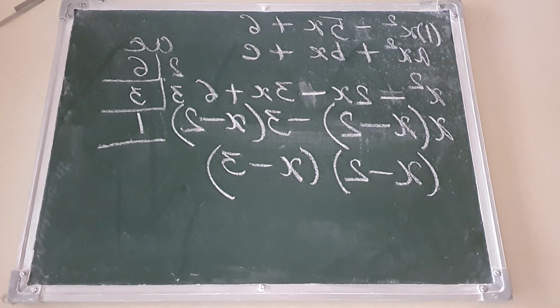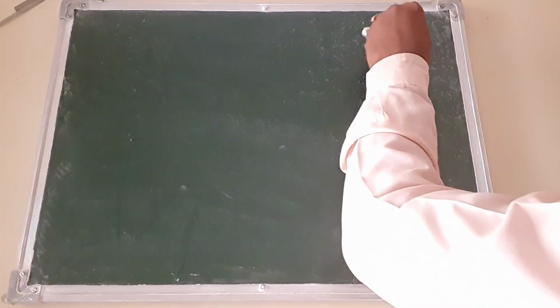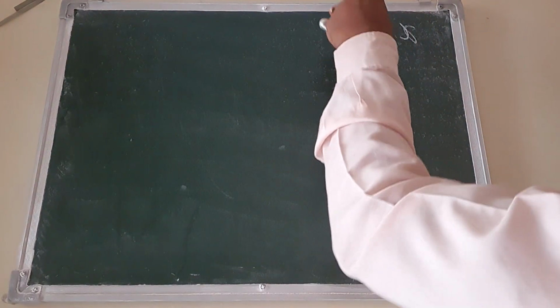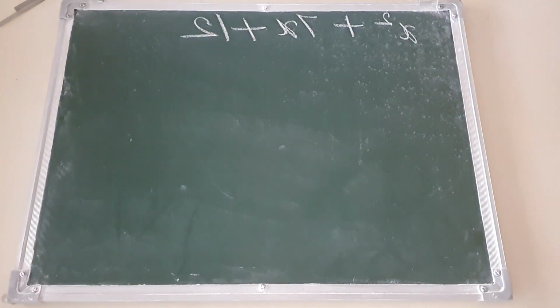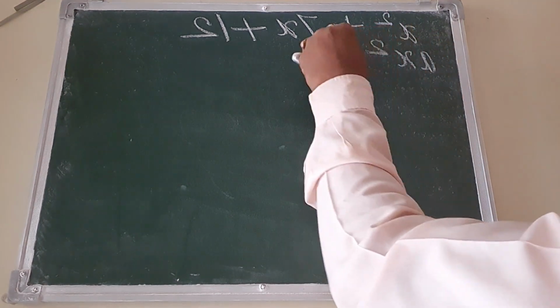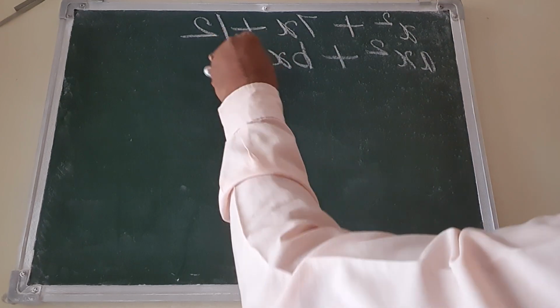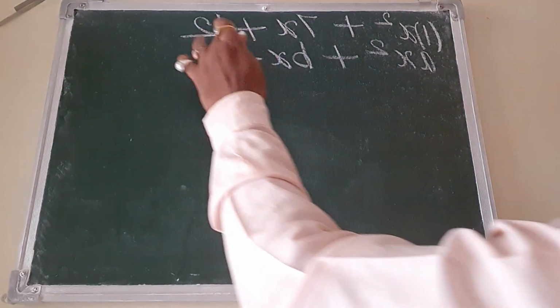I think you all might have understood this question. So we are proceeding to the next question. So the next question is x square plus 7x plus 12. So this is a quadratic equation that we have to solve and find its factors. So here again we are comparing the standard equation of ax square plus bx plus c. So the coefficient of x square is 1 and the coefficient of constant term is 12.